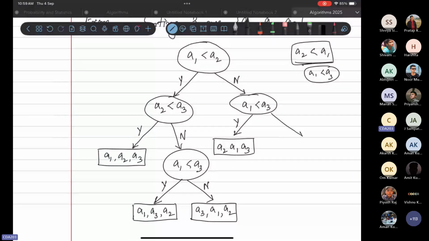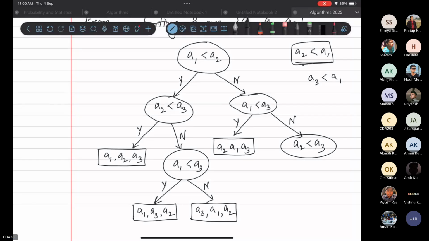And if I see a no here, then what would happen? No means what? A3 is smaller than, sorry, A1. Okay? So at this point, I know which one is the maximum. A1 is the maximum because A1 is more than both A2 and A3. And to decide the sorted order, I need to now compare A2 with A3.